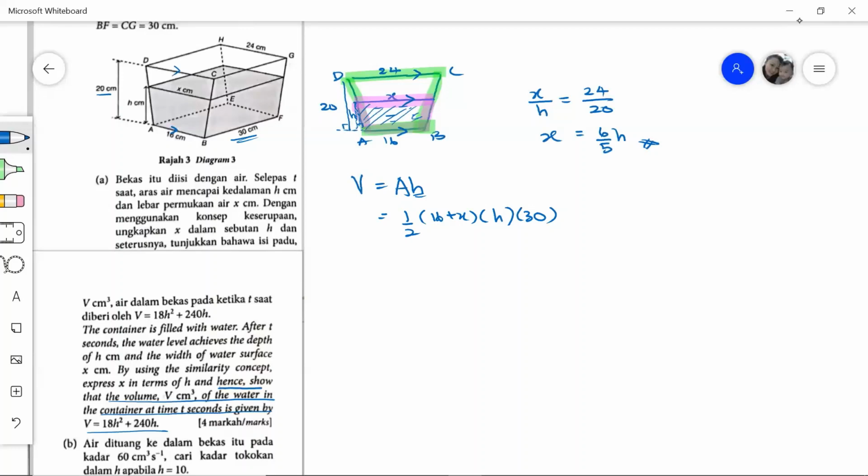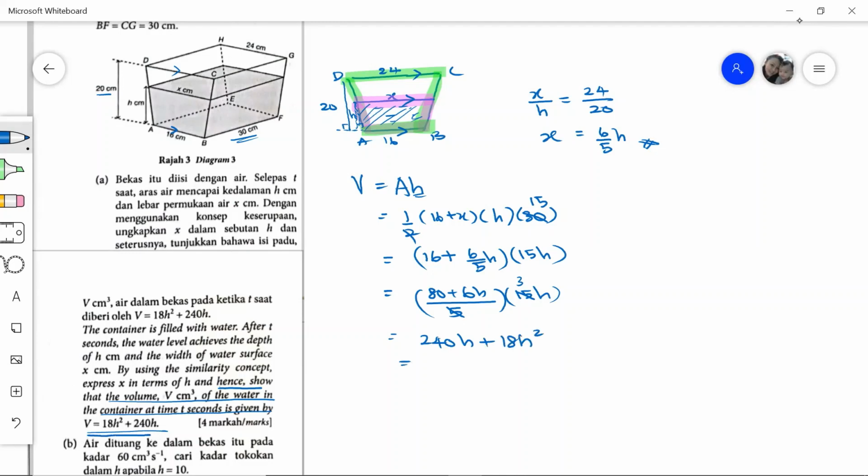So put it in. 2 and 30 can be simplified, and then we have to change the X in terms of H. So now we have 16 plus 6 over 5 H, times 15H. In a single fraction, we will have 80 plus 6H over 5, times 15H. 5 and 15 can be simplified. So now we open up the bracket, we have 240H plus 18H squared. Rewrite it so that it is the same as the format given. So 18H squared plus 240H, we have just shown. Okay, so this is part A.